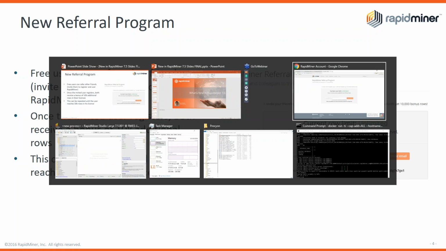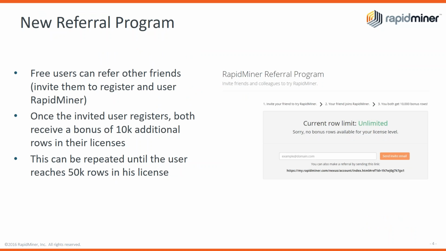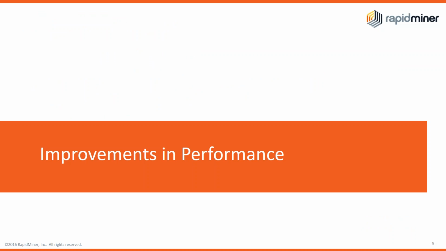This works with a new page in our website, where you can simply type the email of your friend or your colleague. He will receive the invitation, and once he registers in our website, then both of you get this additional bonus license, right? This is something interesting, as I say, to engage our community more.